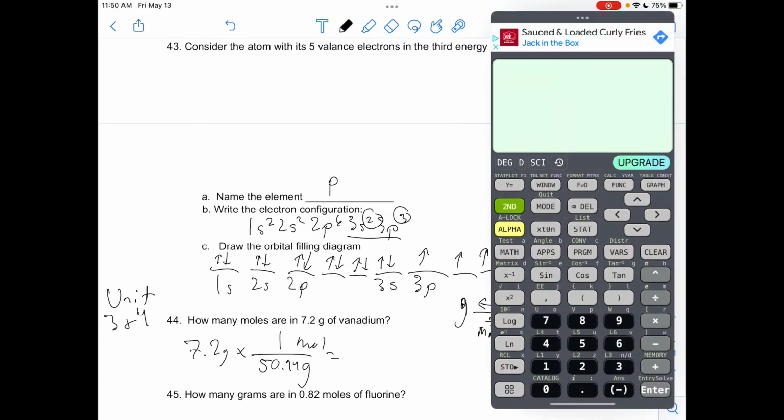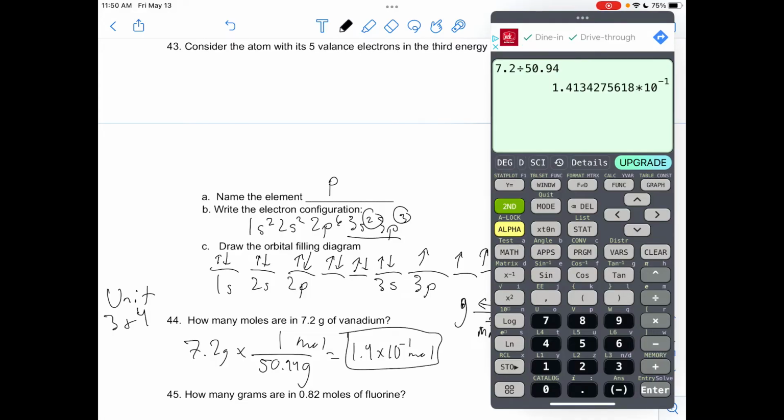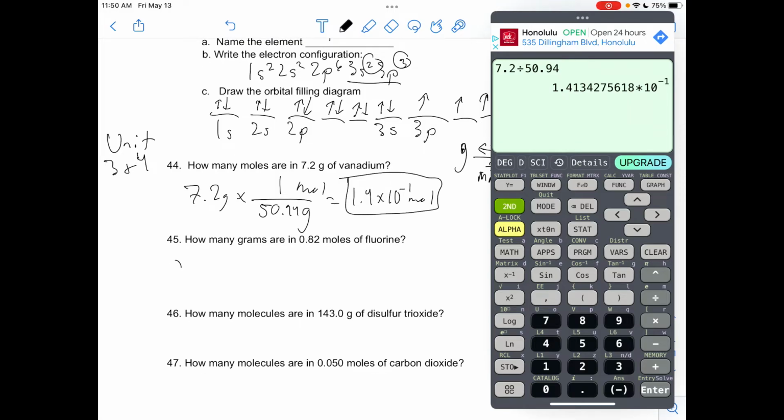Okay, so that's going to be 7.2 divided by 50.94, which is equal to 1.4 times 10 to the negative 1 moles of vanadium. Okay, next one, 0.82 moles of fluorine. Fluorine. So if I have 0.82 moles of it, moles on bottom, grams on top.